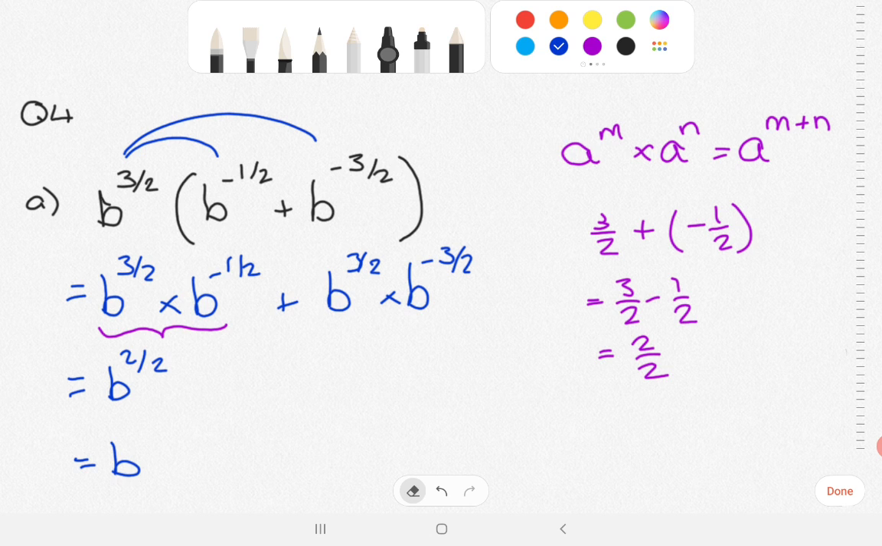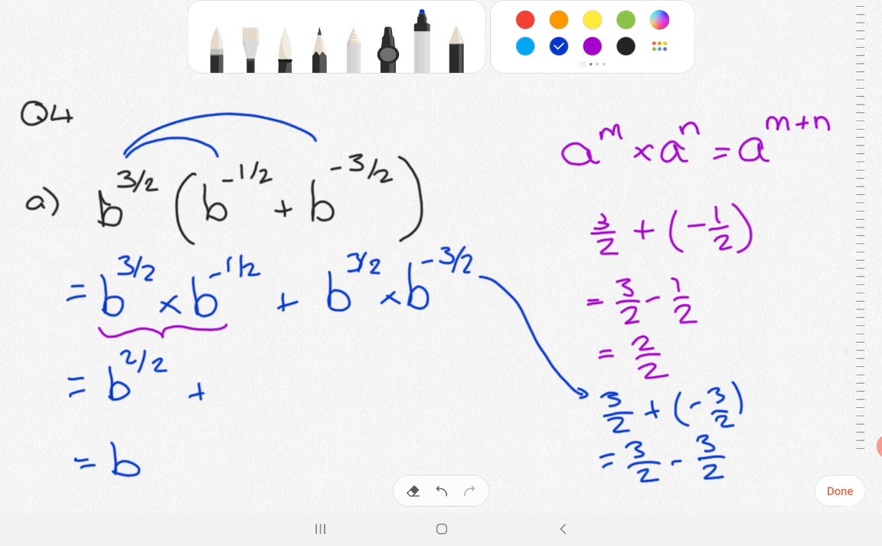It's up to you. And then for the second part, we've got 3 over 2 plus minus 3 over 2. Okay, we're adding our powers here. And if we do that, that will become 3 over 2 take away 3 over 2, and that will give us 0. So this becomes b to the power of 0, and then another indices rule, anything to the power of 0 is 1. So this one would give us the answer b plus 1. The one in your homework is slightly different, but it incorporates all those rules, so hopefully that will help with that.